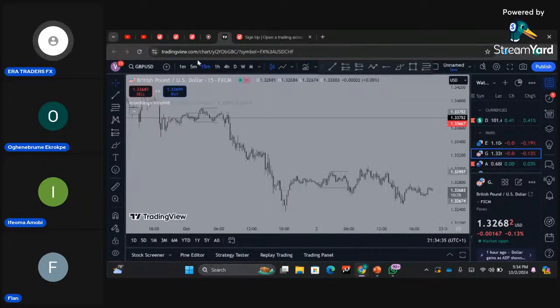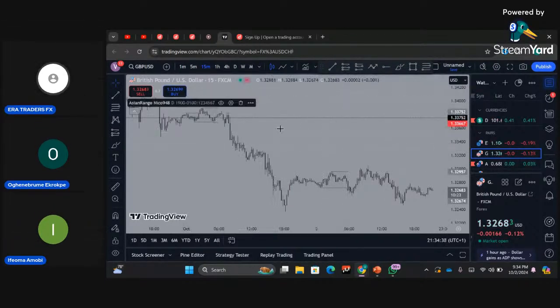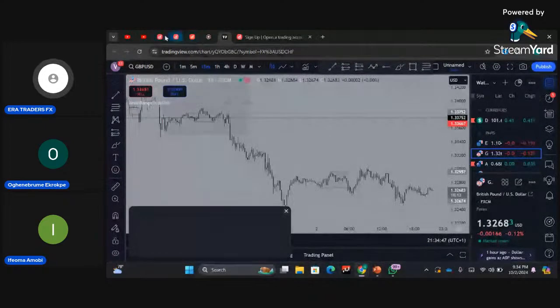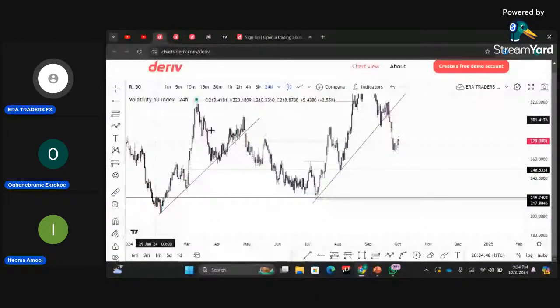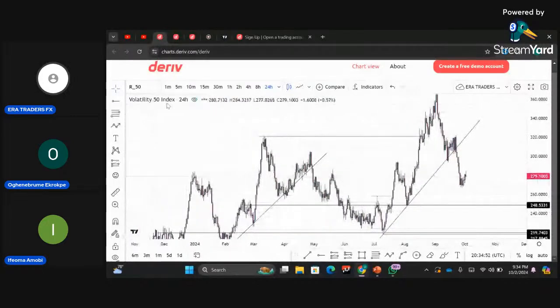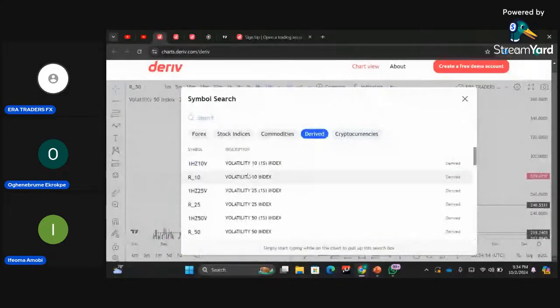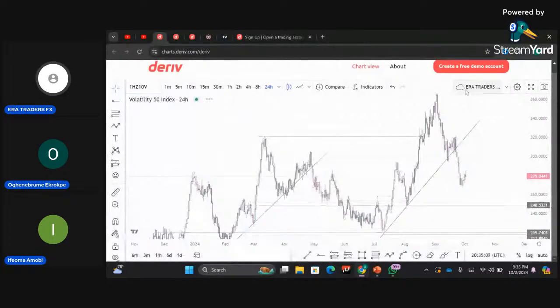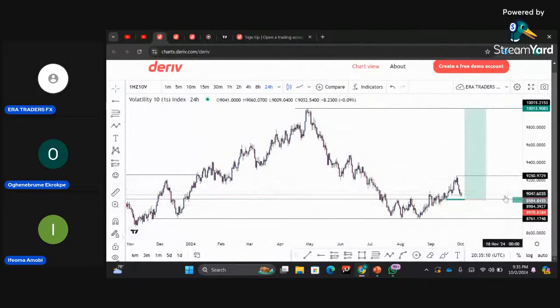So the platform we use for synthetic analysis is the Trading View Deriv. This is where you see your volatility 50, your volatility. You can see forex, stock indices, commodities, derived, cryptocurrencies. But in that other one, you will not see derived. So you have to come here to do your analysis and then you trade from your device, right?